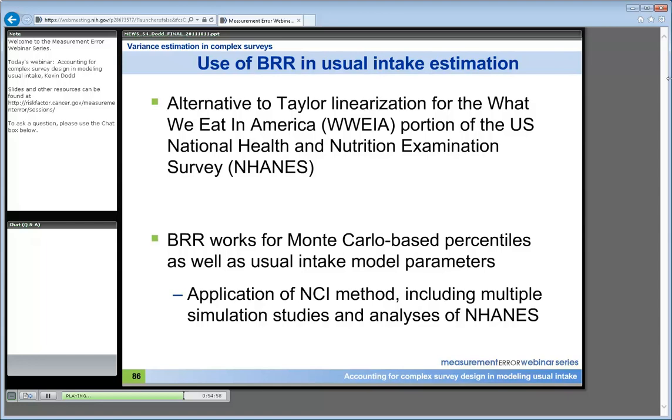I used Taylor linearization. Well, the BRR technique works for those cases too, but more importantly, BRR also works for those problematic Monte Carlo-based percentile estimates that the other methods didn't work for. So this has become the standard error estimation method of choice when we, meaning myself and colleagues, have applied the NCI method to NHANES data.